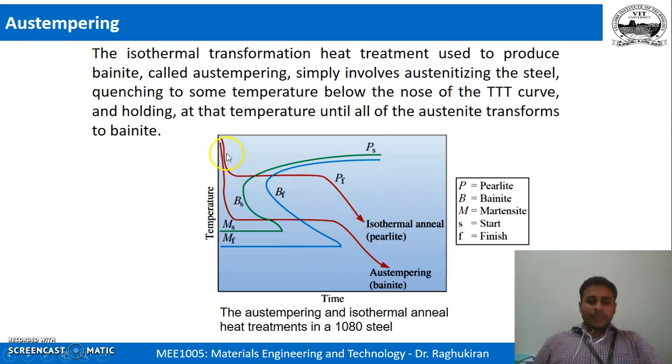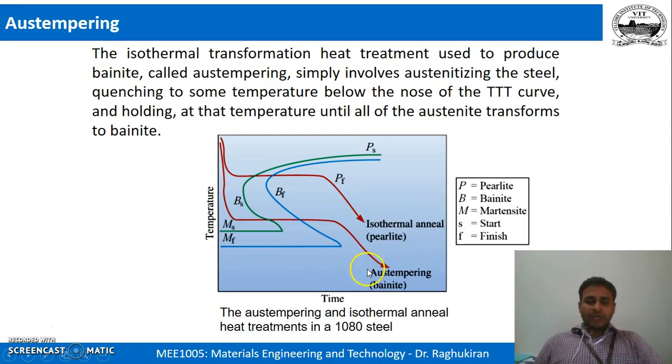Now if you take the same sample, bring it down below nose temperature, this is the nose, below this temperature, and keep it at that temperature for some time, what happens? This is the starting point of bainite. By this time all the austenite is converted to bainite. So now here you have only bainite. So finally you get bainite.